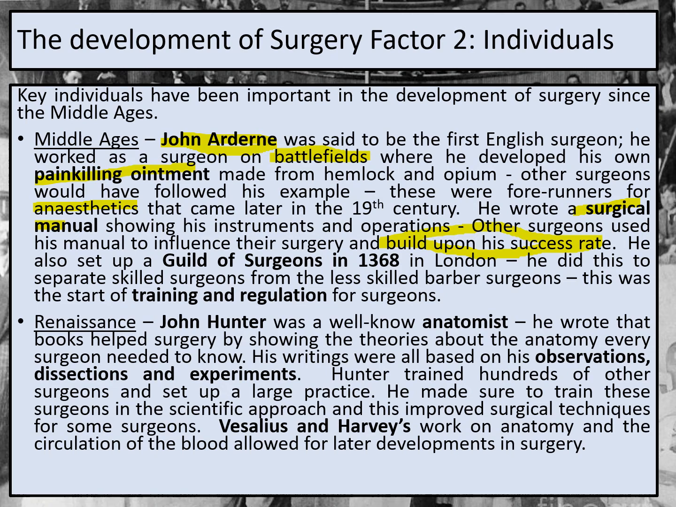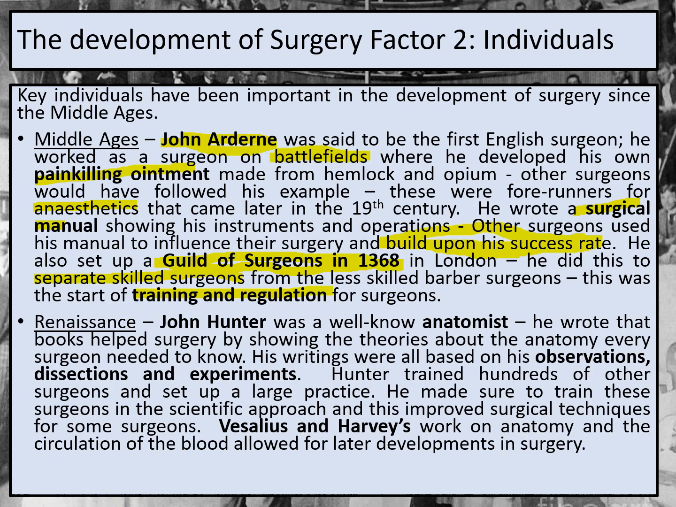Remember, about 50% of his patients survived operations, and that was pretty good for the time. He also set up a guild of surgeons, a group of surgeons, kind of like a collective. It was banded together to say, we're the best ones, we're qualified. He did this to separate skilled surgeons from the less skilled barber surgeons, and this was the start of training and regulation. So John Ardern was really important as an individual and the only Middle Ages or medieval surgeon that we need to know about.